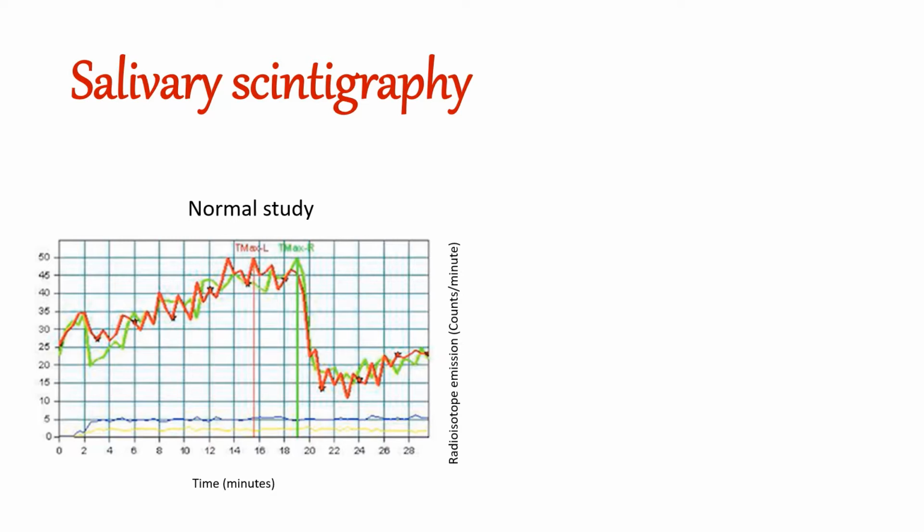After stimulation of the salivary glands, the isotope is secreted and that is reflected by a fall in the isotope intensity. In this patient, the value decreased from a maximum of 50 counts per minute to that of 15 to 20 counts per minute at 20 minutes. This indicates adequate secretory function of the glands.